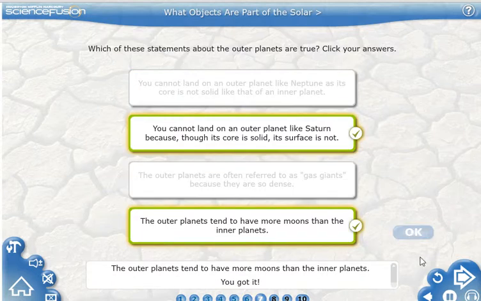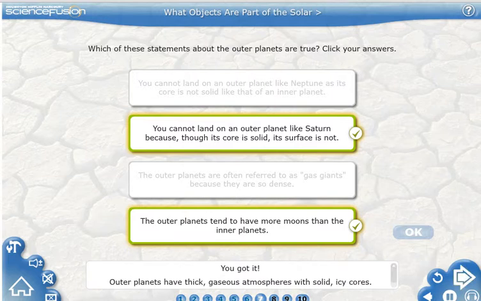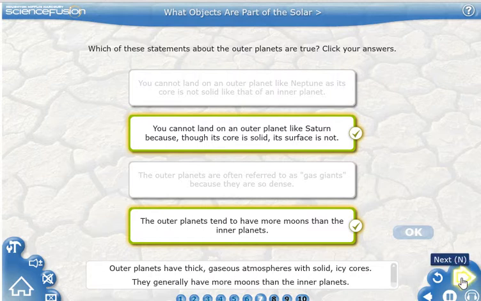You got it! Outer planets have thick, gaseous atmospheres with solid, icy cores. They generally have more moons than the inner planets.